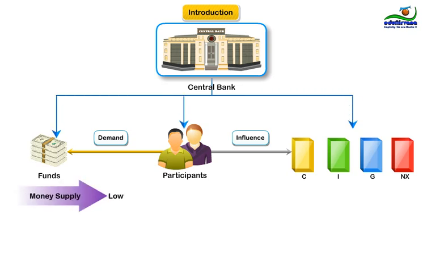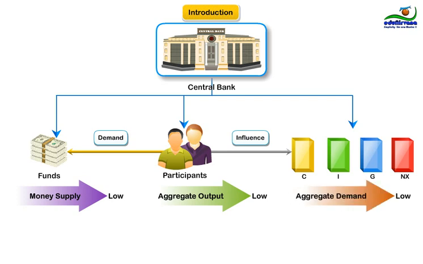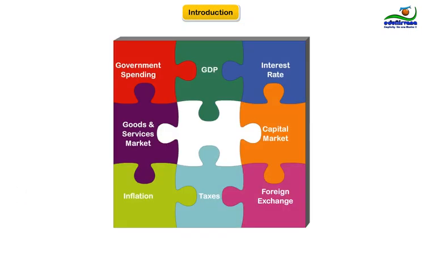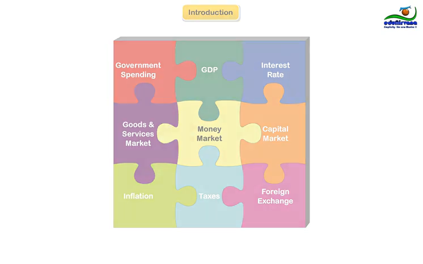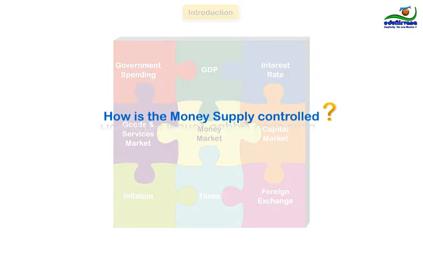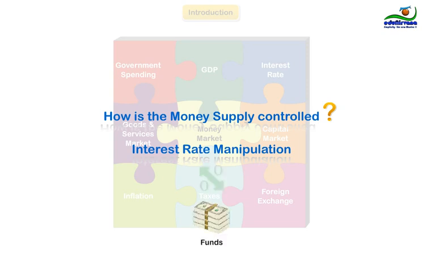If the money supply is low, the aggregate output produced will also be low, and hence the aggregate demand would decrease, isn't it? So, money markets equilibrium is an integral part of the overall jigsaw and gels intricately with the products and services equilibrium. How is the money supply controlled? Through interest rate manipulations again. So, we would cover here the interest rate effects on money supply.